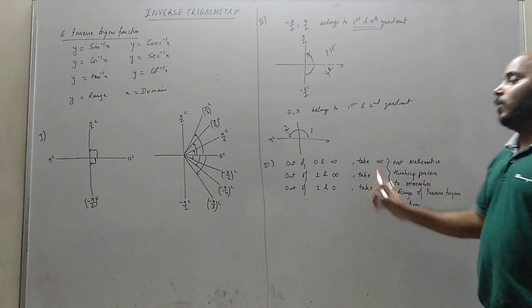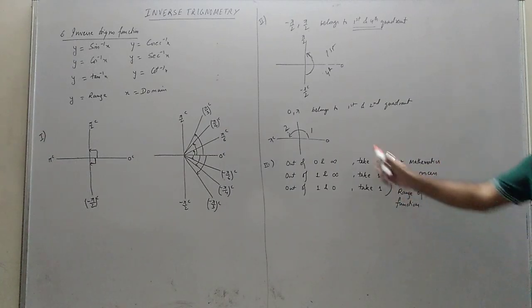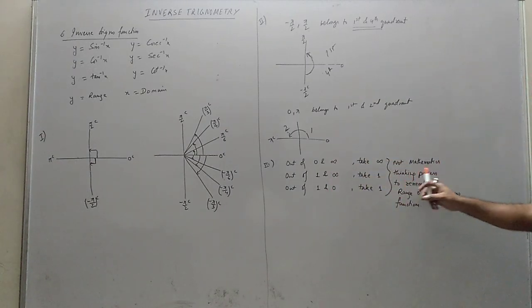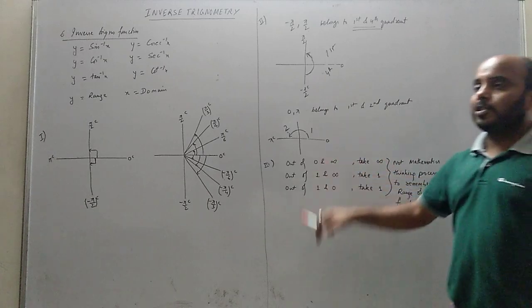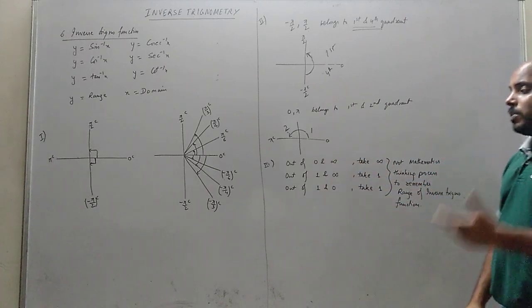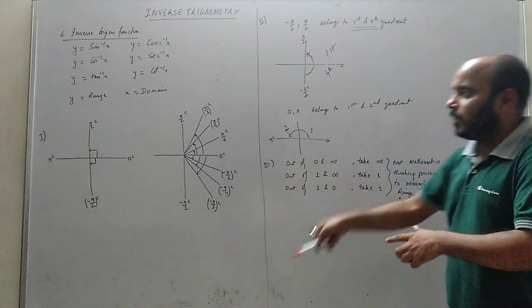Okay, next. Whatever I have written here, I have written very nicely. See here, this is not mathematics. It is just a thinking process to remember the range of inverse trigonometric functions. This is just a thinking process to find out the range. Now, what is the thinking process?